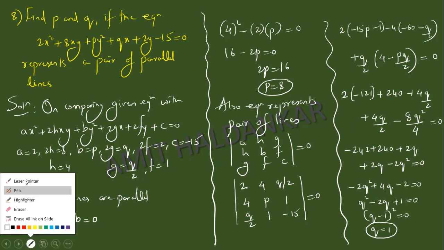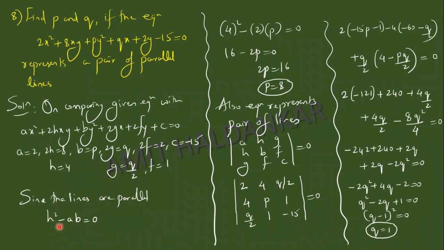The first is lines are parallel, that is h square minus ab is equal to 0. And the second condition is abc plus 2fgh minus af square minus bg square minus ch square is equal to 0. So we have used two conditions over here.